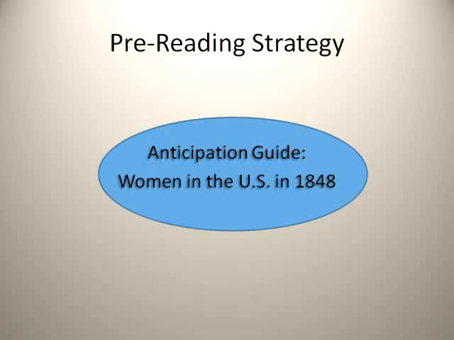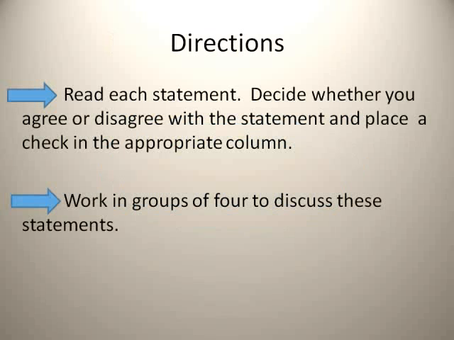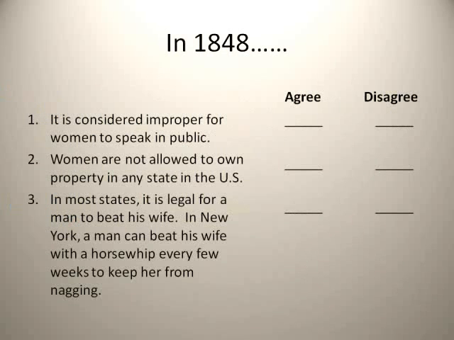of Seneca Falls. So let's start off by asking ourselves some questions about what we know about women in the U.S. in 1848. And we're going to do this by filling out an anticipation guide. Go ahead and read each statement, decide whether you agree or disagree with it, and then place a check in the appropriate column. Feel free to work in groups of 4 to discuss these statements. So let's take a look at the statements and see what you know.